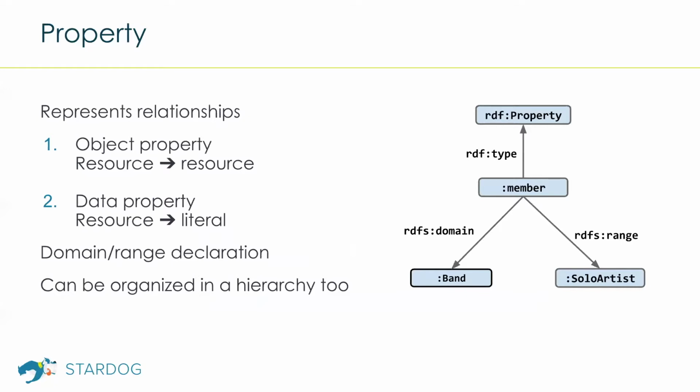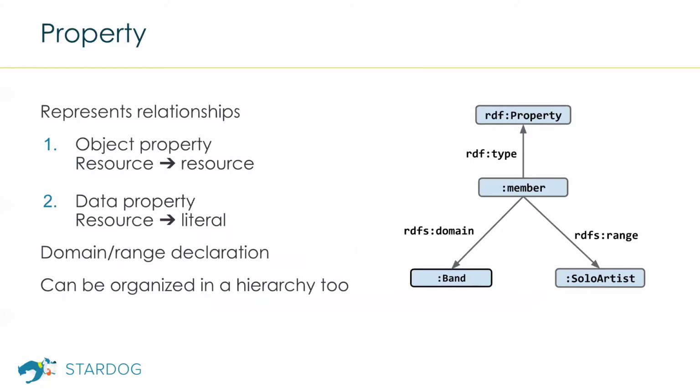You also have data properties, which is taking a resource and linking it to a literal value. So an example would be the duration property that we had on songs that takes the song entity and links it to just the literal integer value, or the duration value of the song.